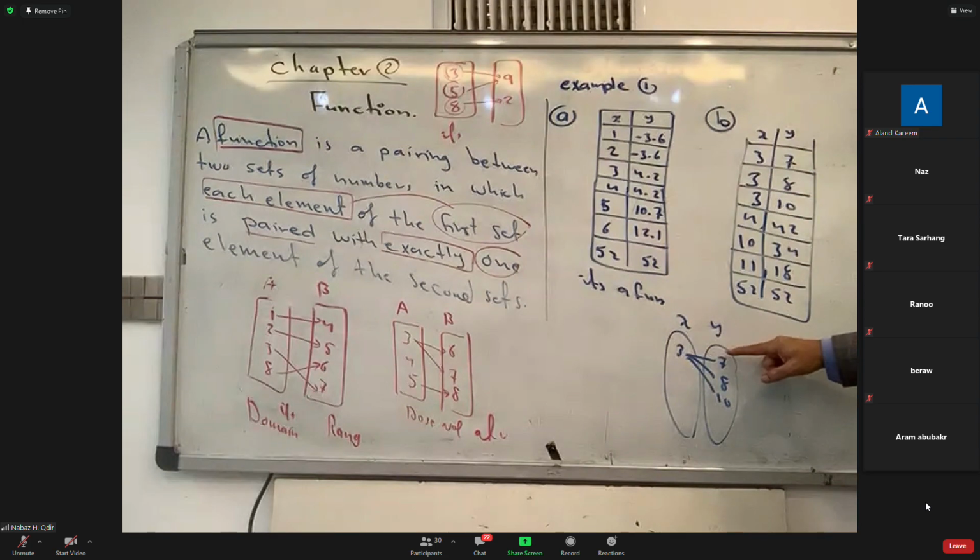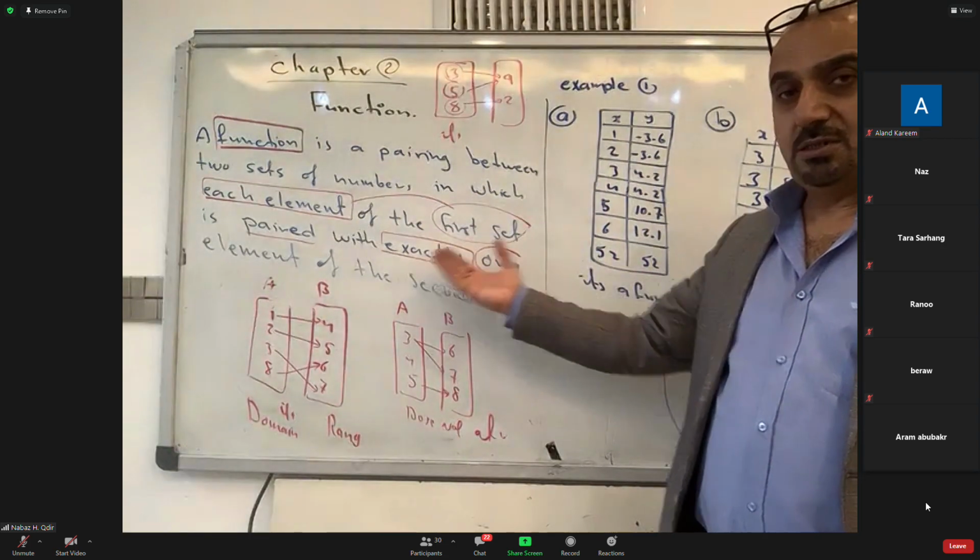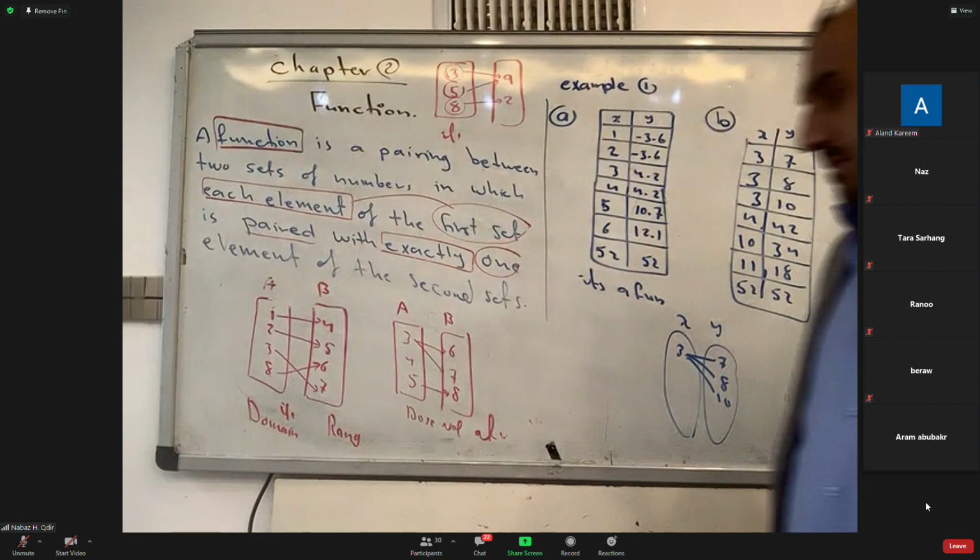3 is connected with 7, 8, 10. So it is not coming with the definition. So it is not a function.